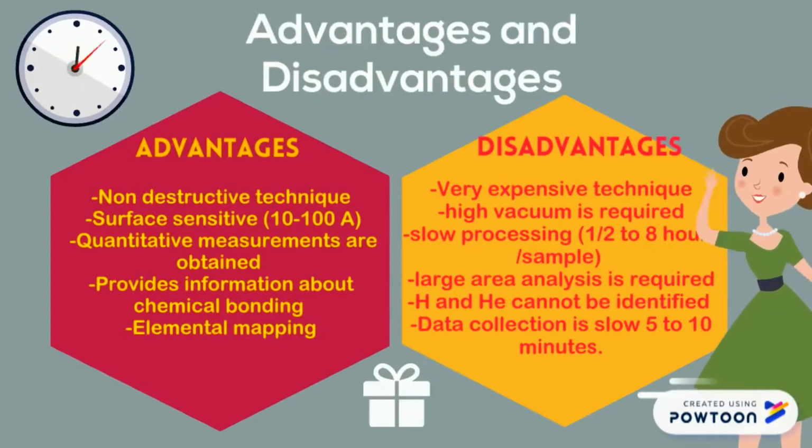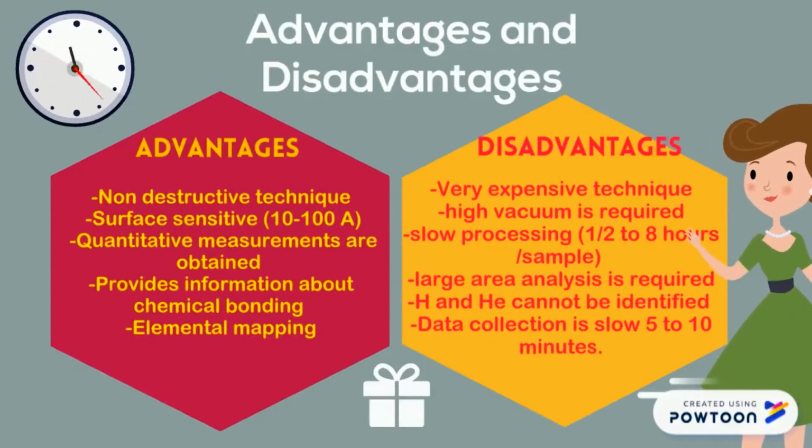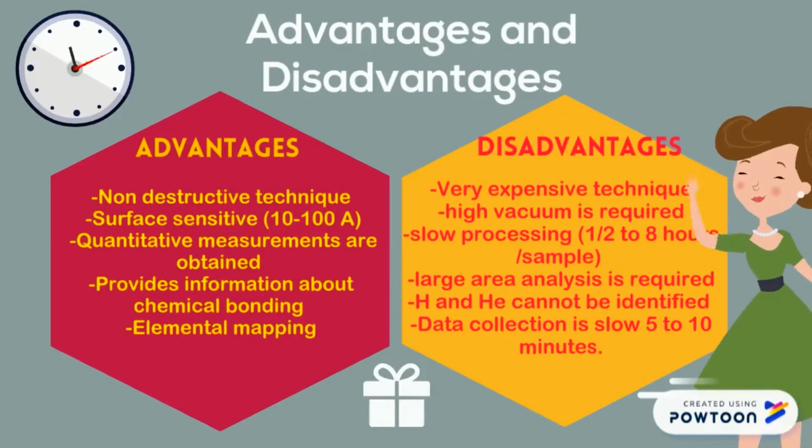What are the advantages and disadvantages of X-ray photoelectron spectroscopy (XPS)? Advantages: it is a non-destructive technique. It is surface-sensitive, 10 to 100 angstroms. Quantitative measurements are obtained, it provides information about chemical bonding, and also elemental mapping.